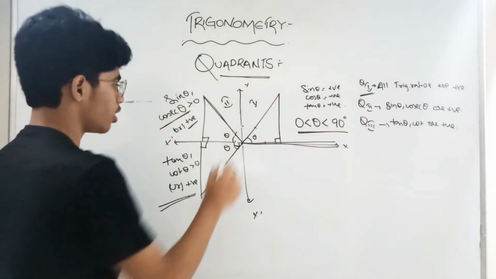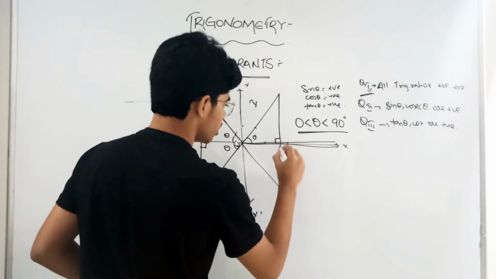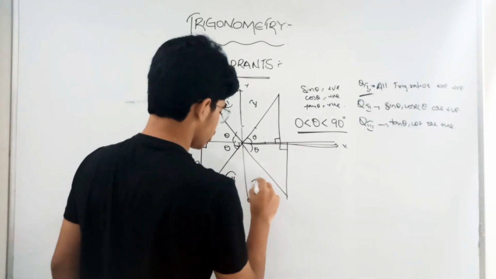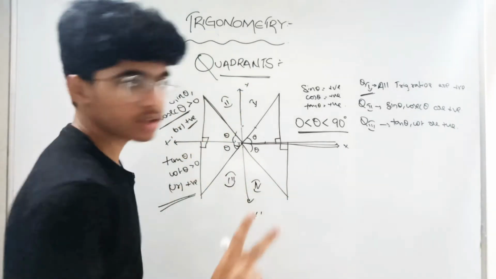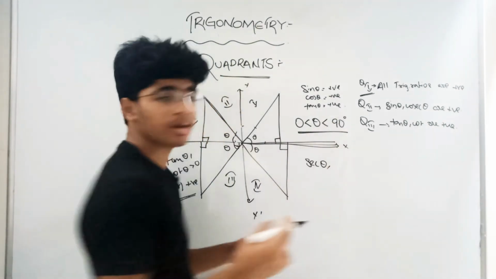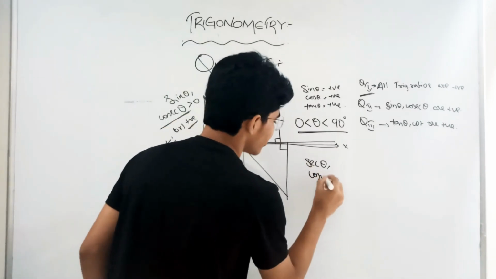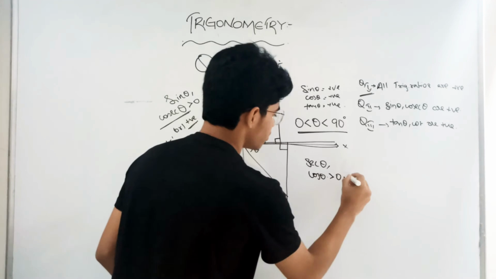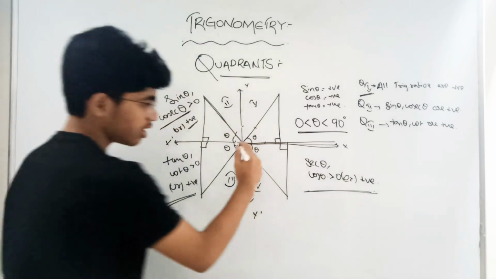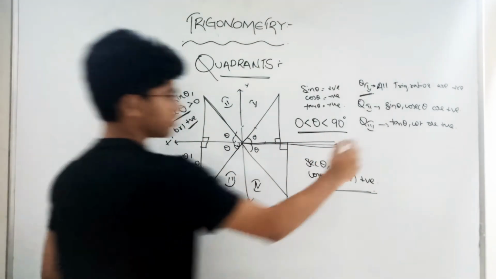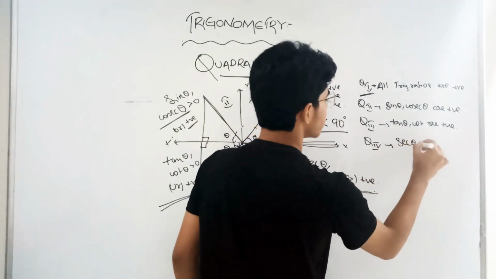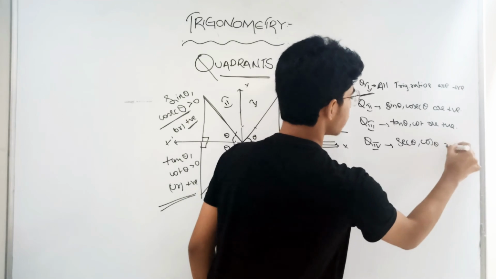So now you might be wondering, and you might also guess, which are positive in the fourth quadrant. We have completed 4 trigonometric ratios, so we are left with only 2: secant theta and cos theta are greater than 0, or positive. Good, right? So in Q4 we have secant theta and cos theta positive.